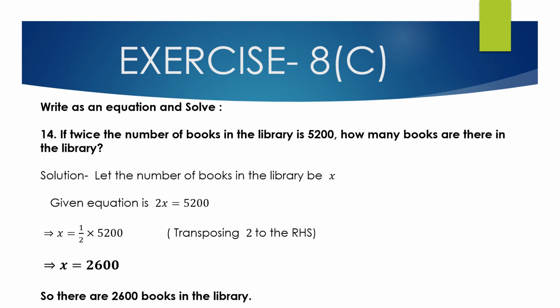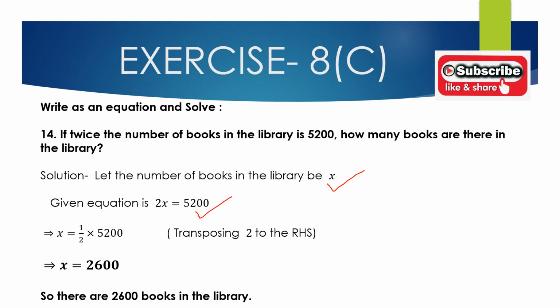Now we solve question number 14. Question number 14 is: if twice the number of books in the library is 5200, how many books are there in the library? Suppose the number of books in the library is x and twice the number of books in the library is 5200. Twice means 2 multiplied with the number. So the equation will be: twice the number of books is 2 multiplied with x equal to 5200.